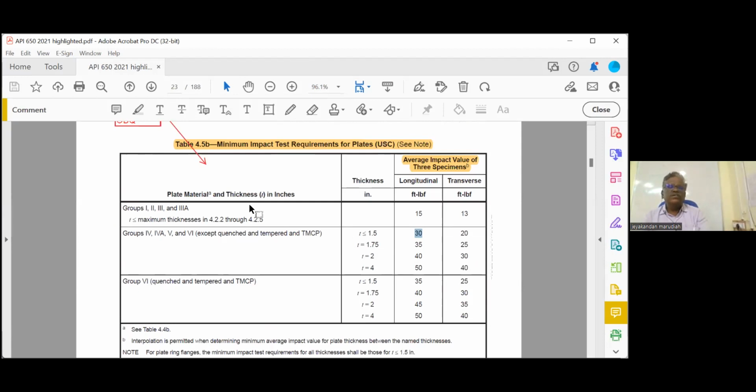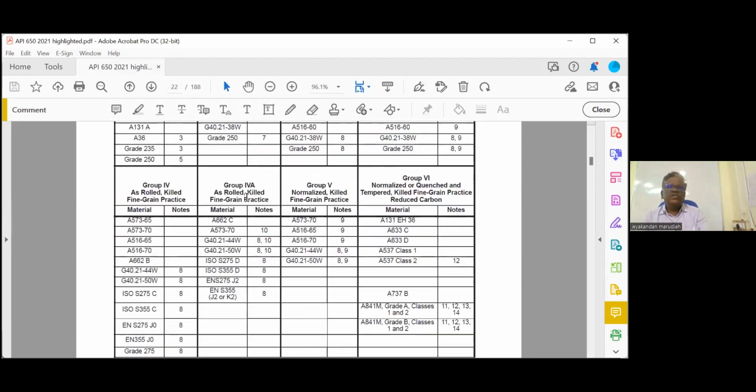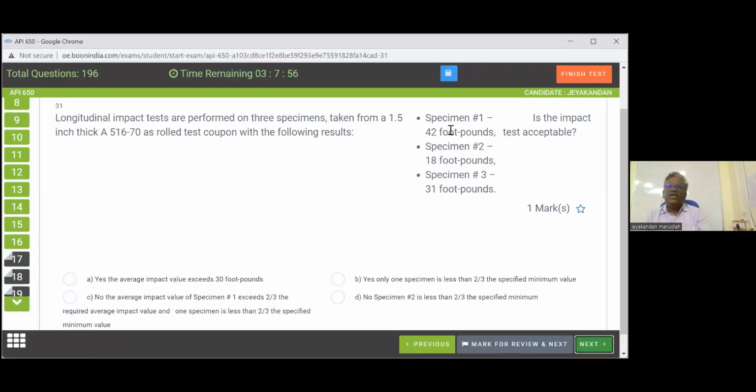4A, let us see. 4A and normalized is killed fine practice. Okay, this is not killed. Here, group 4 is not there, 516 grade 70 is not here. It is not group 4A, it is 4 only. 516 grade 70, that is all, 4 only. In 4A there is no 516 grade 70. So 30, so the required value is 30. But we have 3 specimens: 42, 18, 31. Is it acceptable or not? That is the question. Is the impact test acceptable or not?